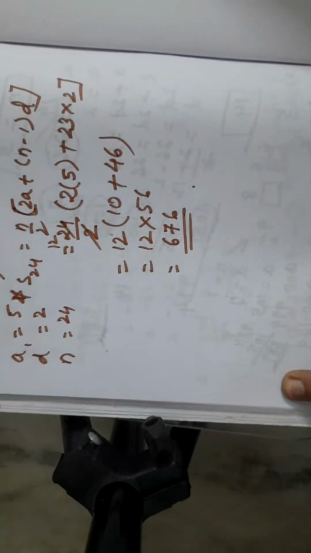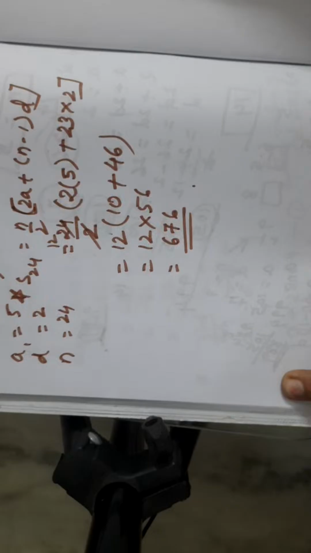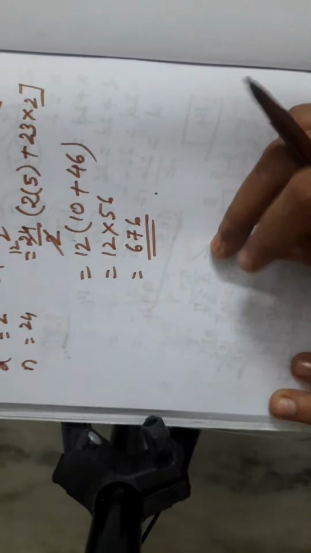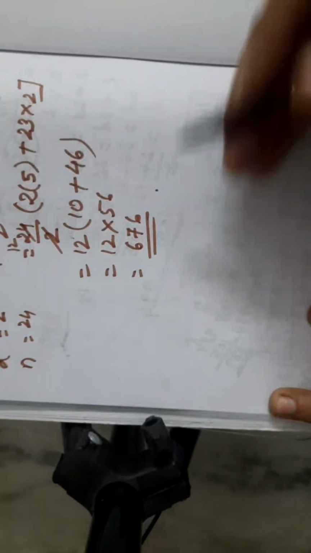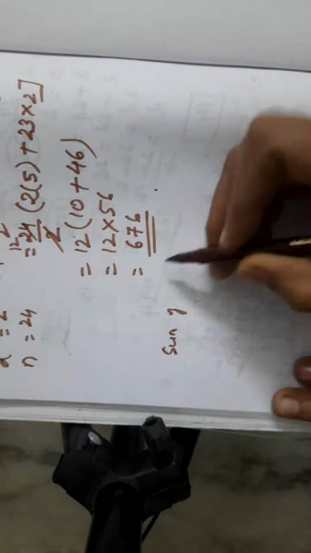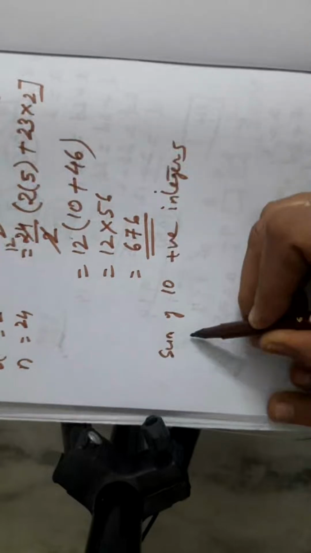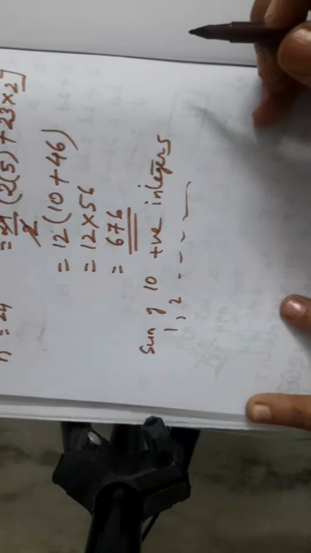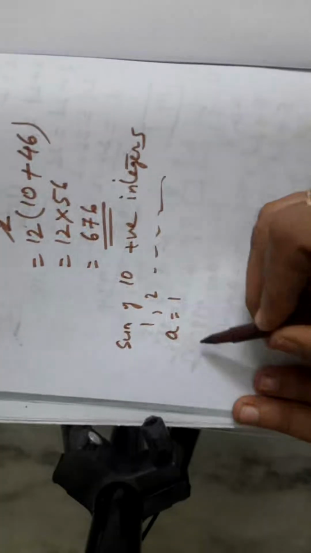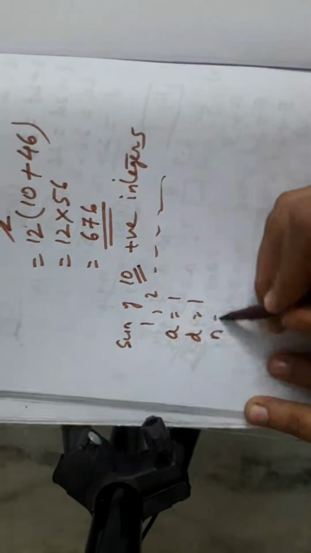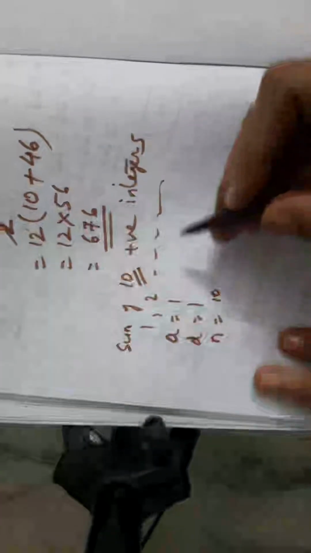Now the next question, where they can ask the sum of the first n positive integers or the first 10 prime numbers. If they ask, like, find the sum of the first 10 numbers, here you need to write the sequence, then find the sum of 10 positive integers. So the numbers will be 1, 2, and so on, 10 numbers. So A is 1, D is 2 minus 1, 1, 10 numbers are asked. So n is 10. Now find the sum.